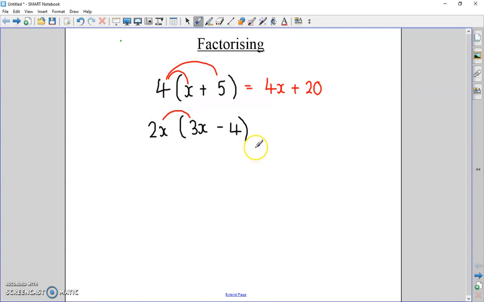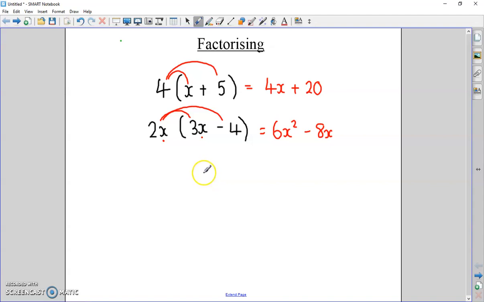Now that is 2 times 3, which is 6. X times x, remember, gives us x squared. You would multiply 2x by minus 4. Well, 2 times 4 is 8, so 2 times minus 4 is minus 8, but minus 8x, because remember we have got an x by here. Okay, so that was expanding.